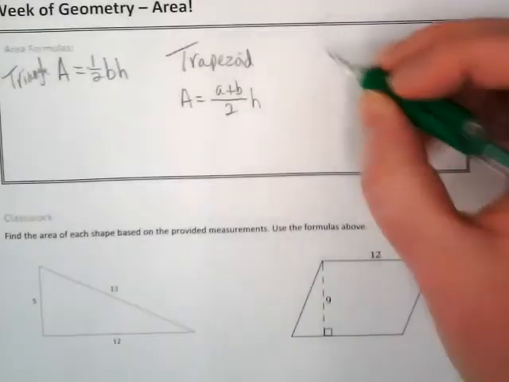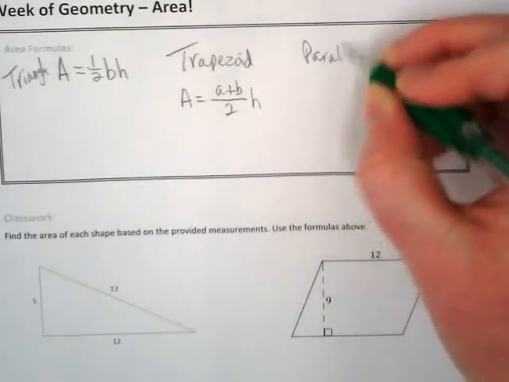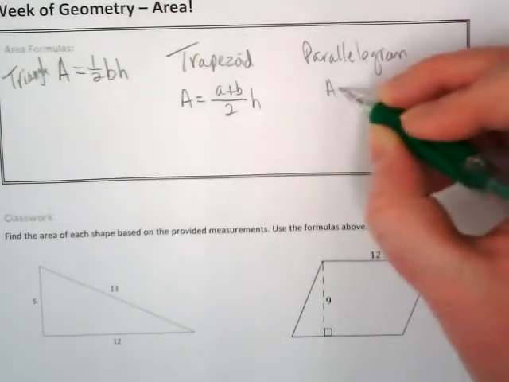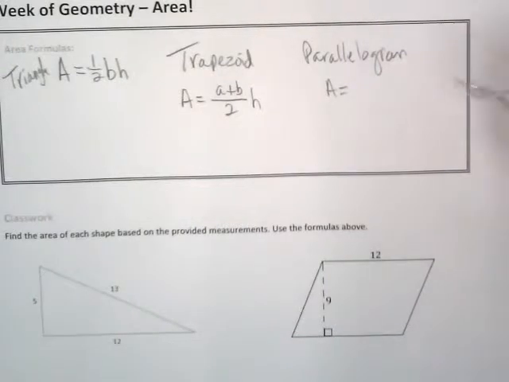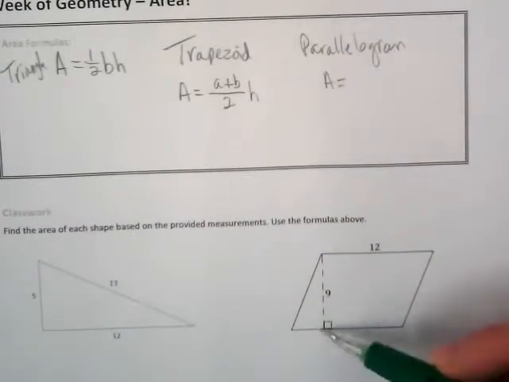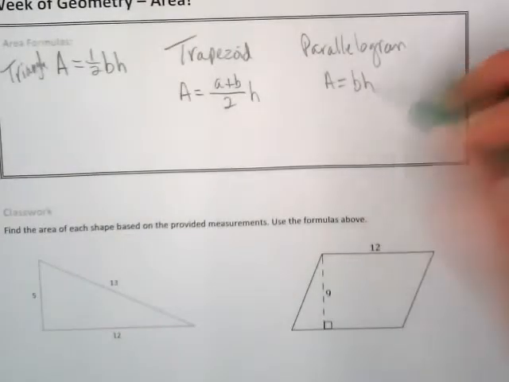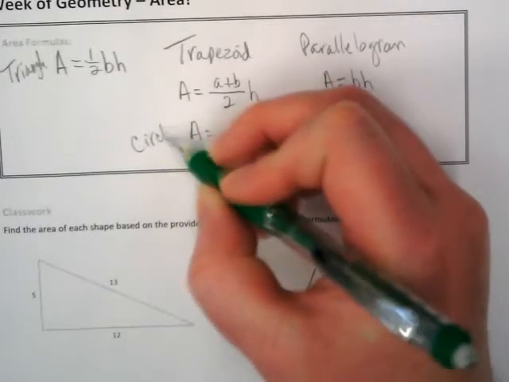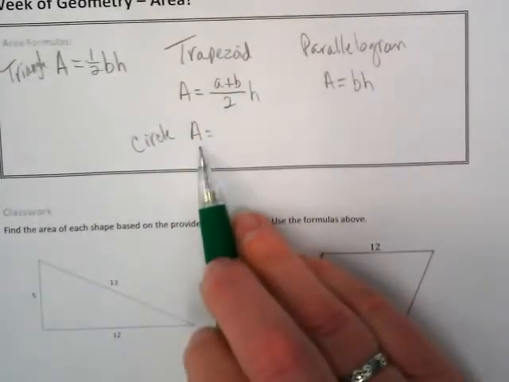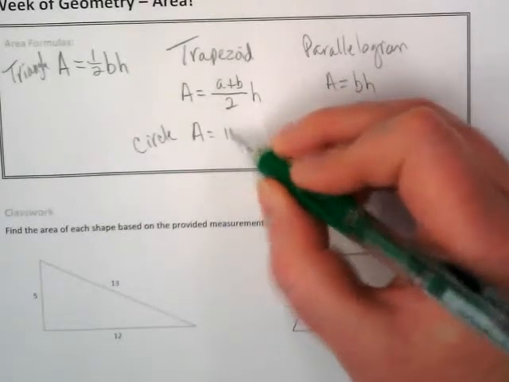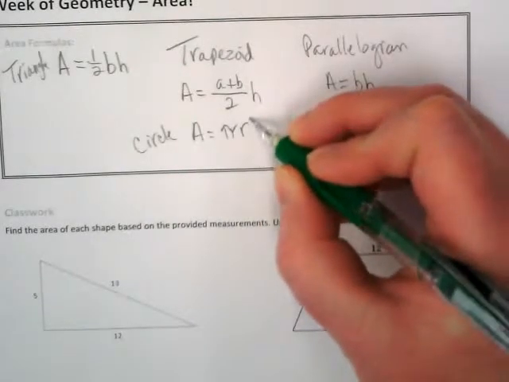To find the area of a parallelogram, it's very similar to finding the area of a rectangle or a square. Instead of saying length times width, though, we say base times height. An area of a circle, and again, the capital A is standing for area, is pi times the radius squared.